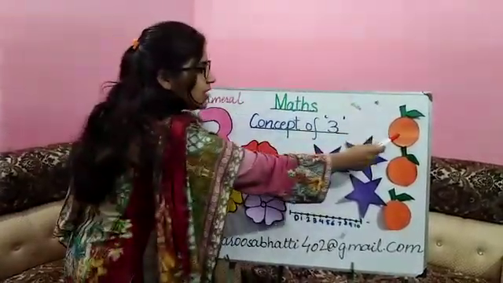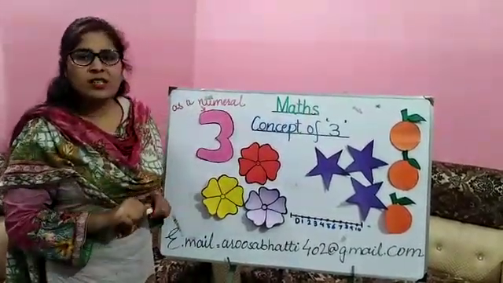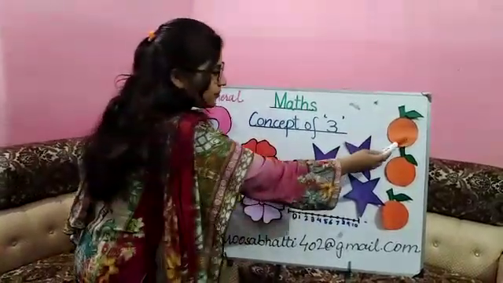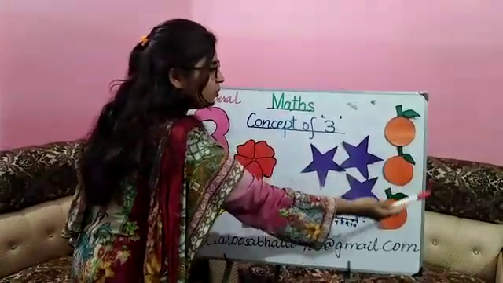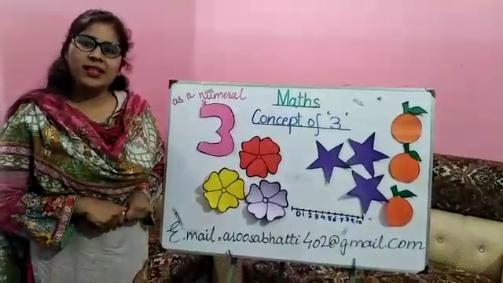Okay. And what is this? This is an orange. And how many oranges are there? Count with me. 1, 2, 3. There are 3 oranges. Well done, students.